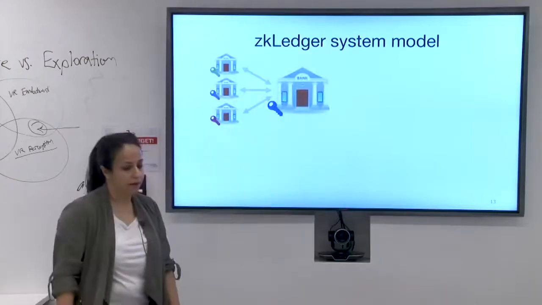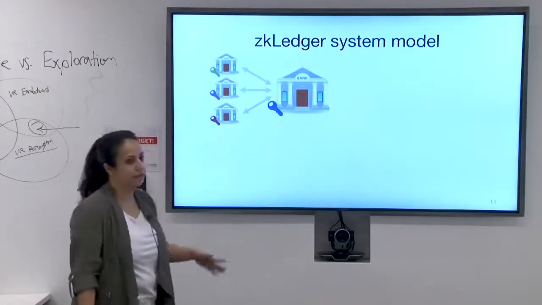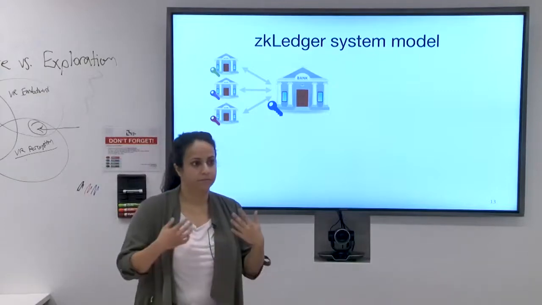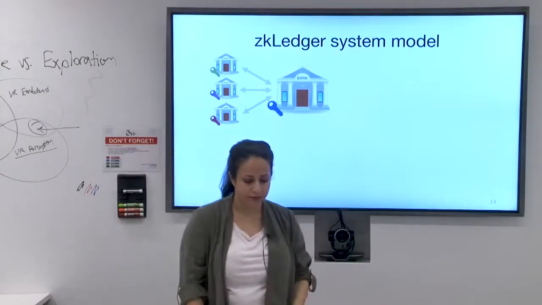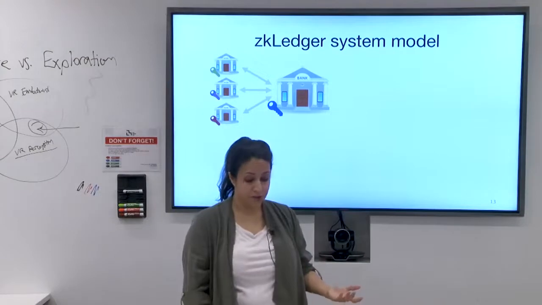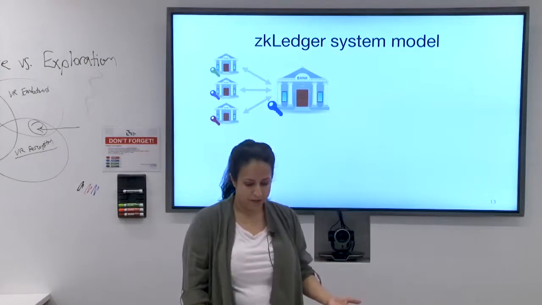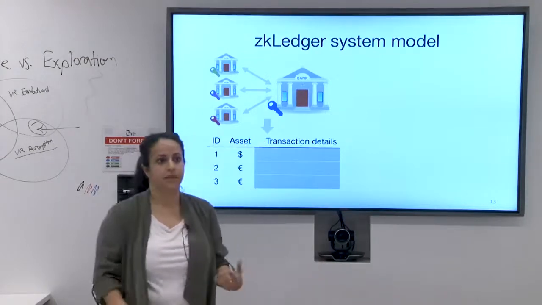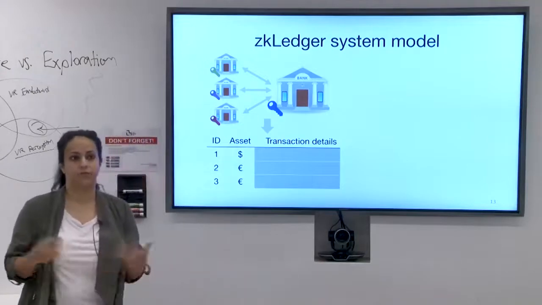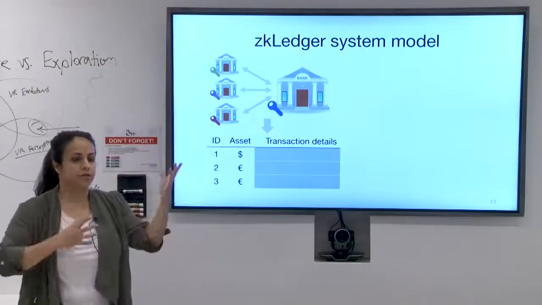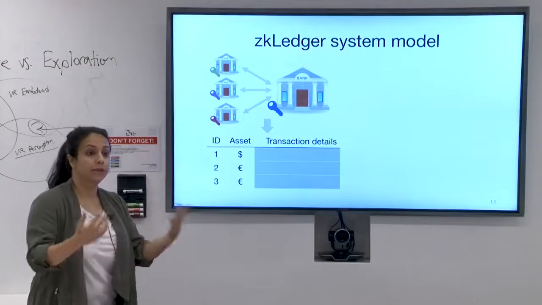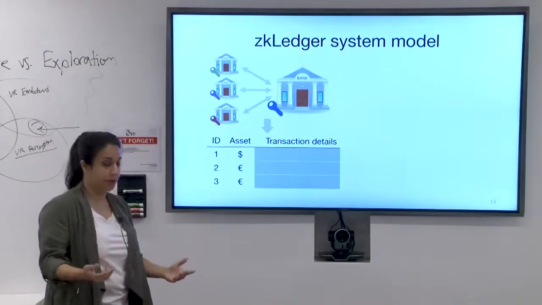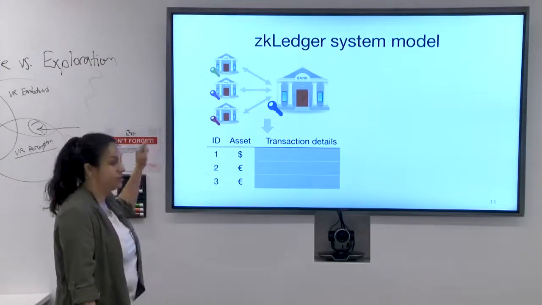So here's the system model. We have a set of banks. These banks have generated public keys and secret keys, and these banks are working together to construct a ledger. The way this ledger works is that they are determining transactions amongst themselves. So they're deciding, okay, I'm going to transfer this amount to that bank. And then once they've decided on a transaction, they append that transaction to the ledger.